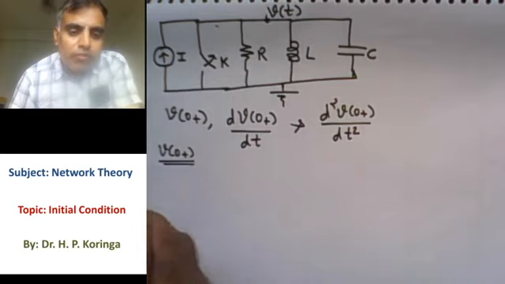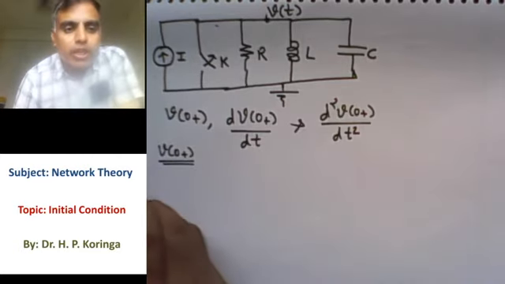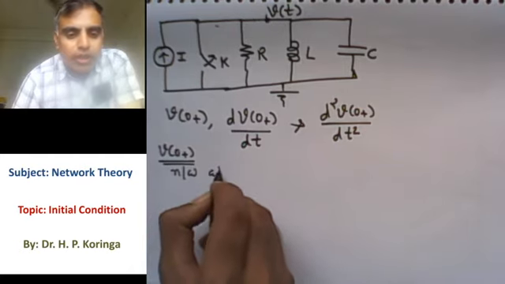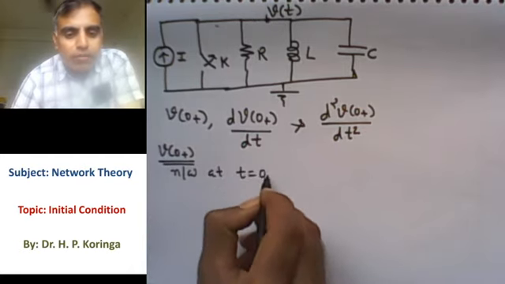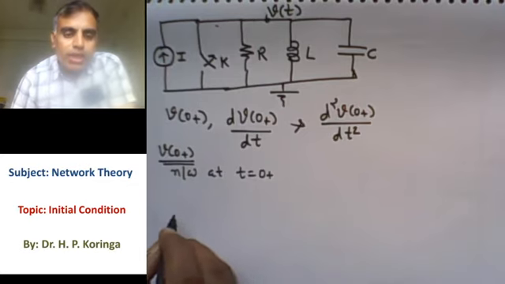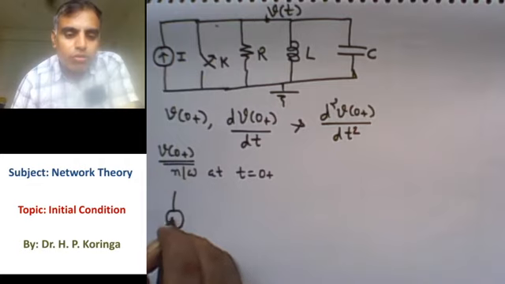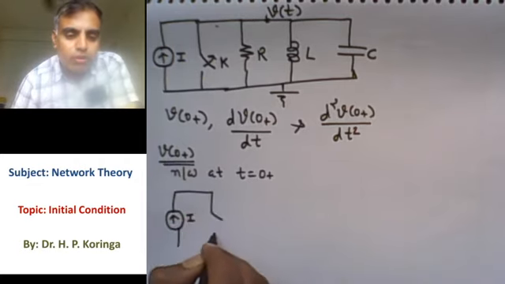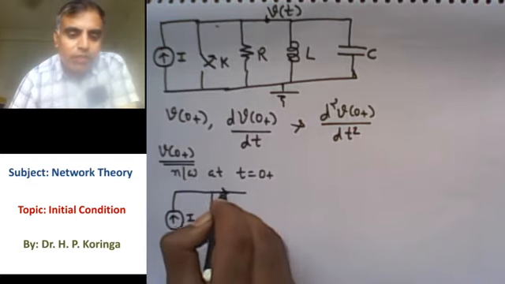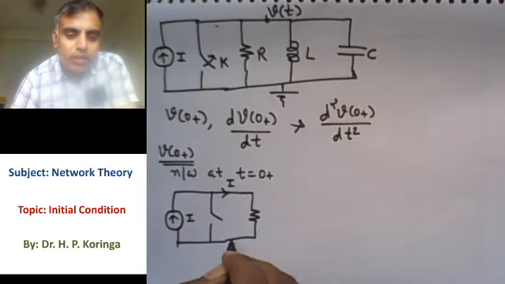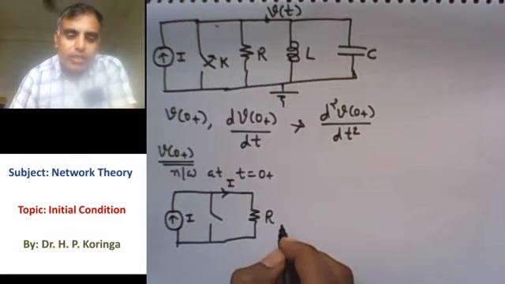When we are solving for v(0+), we have to draw the network at t = 0+. So the equivalent network at t = 0+ time. At t = 0+, the switch works as an open switch. So this is the I current, given to the RLC circuit. The equivalent of R is R as it is.